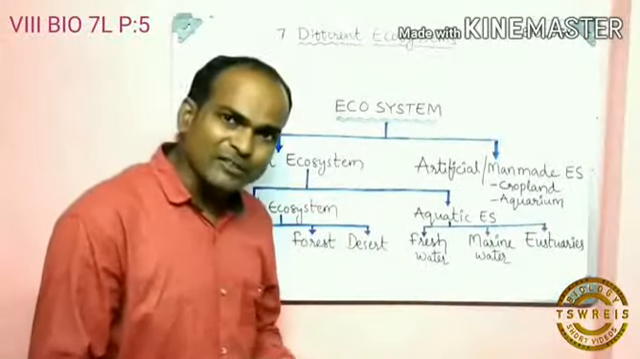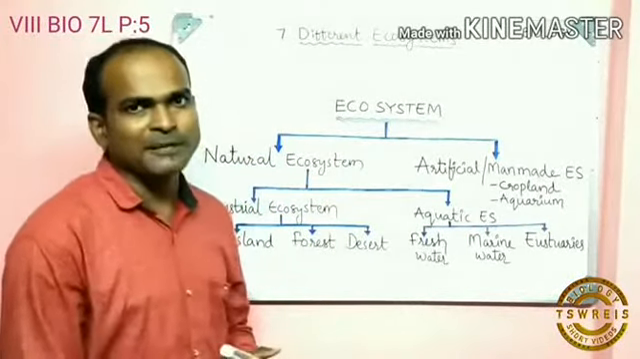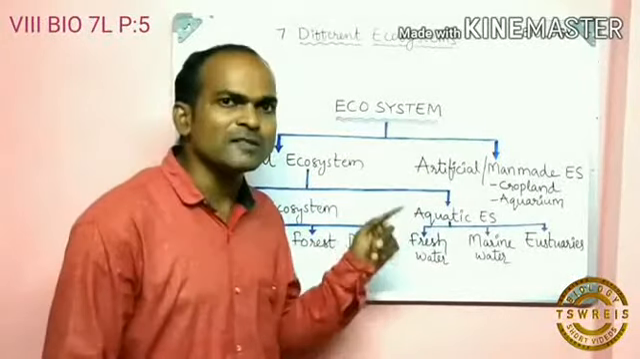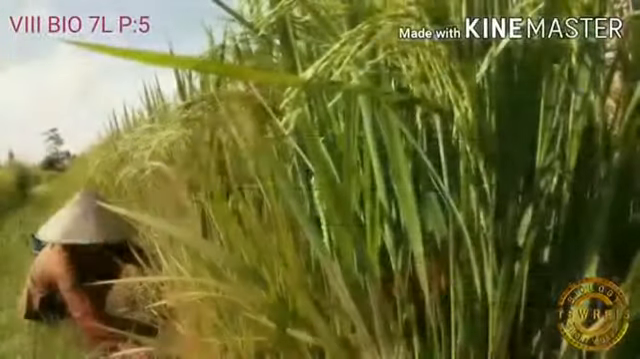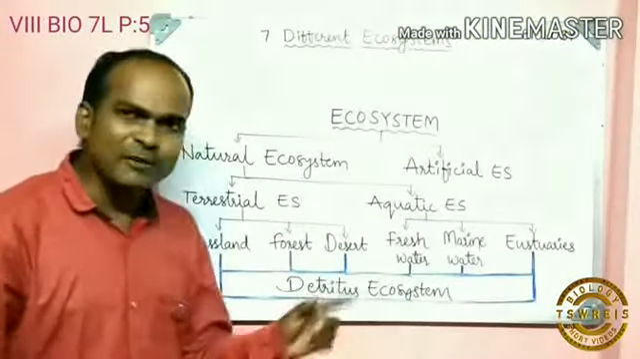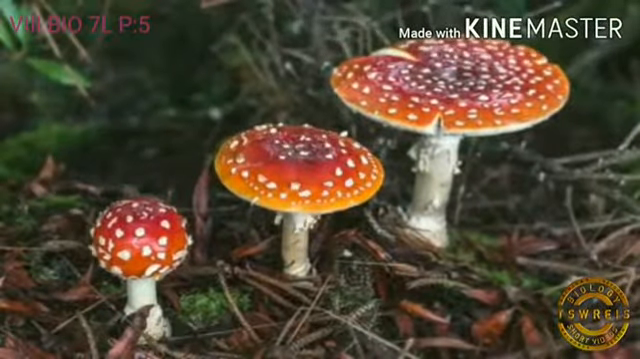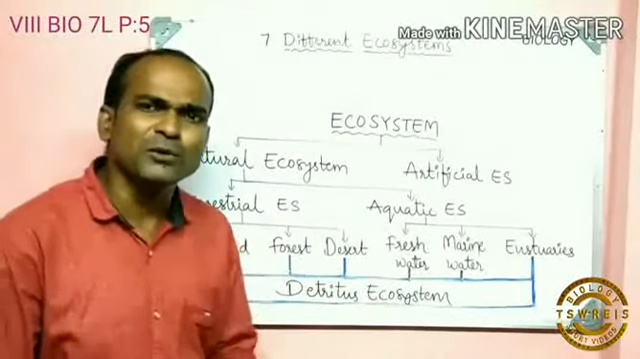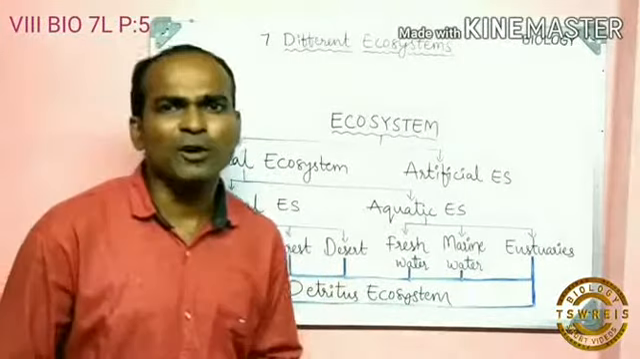Some kinds of ecosystems are partially or fully influenced by human beings. That is why those ecosystems are called artificial ecosystems or man-made ecosystems. The best examples are croplands and aquariums. The detritus ecosystem also plays a major role in the biosphere. Here, all the organic matter of plants and animals is converted into nutrients by the detritus ecosystem only.